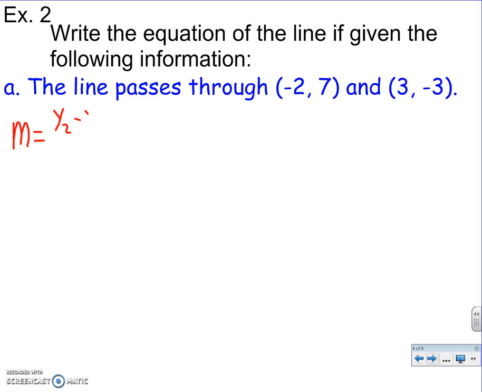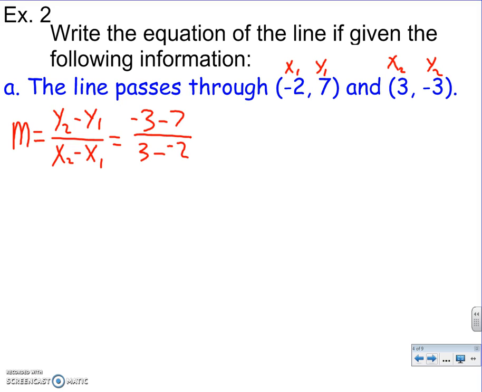So m equals y2 minus y1 over x2 minus x1. I'm going to label this x1, y1, x2, y2. So y2 is negative 3, minus y1 is 7, over x2 is 3 minus x1 is negative 2. That's minus negative, that's really plus. So negative 3 minus 7, negative 10, over 5, plus 2, or 3 plus 2 is 5. That turns into negative 2. So I know my slope is negative 2.